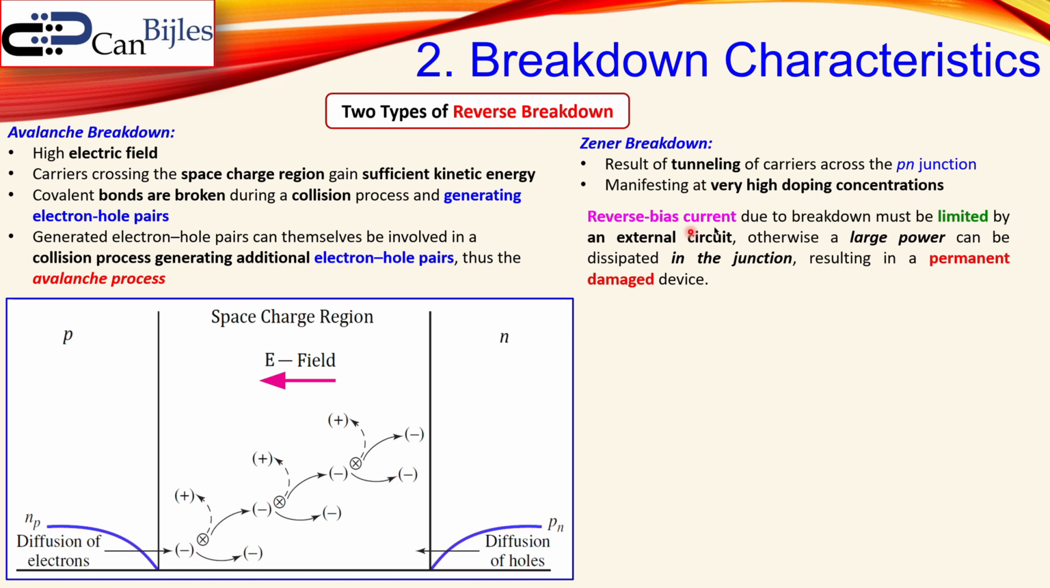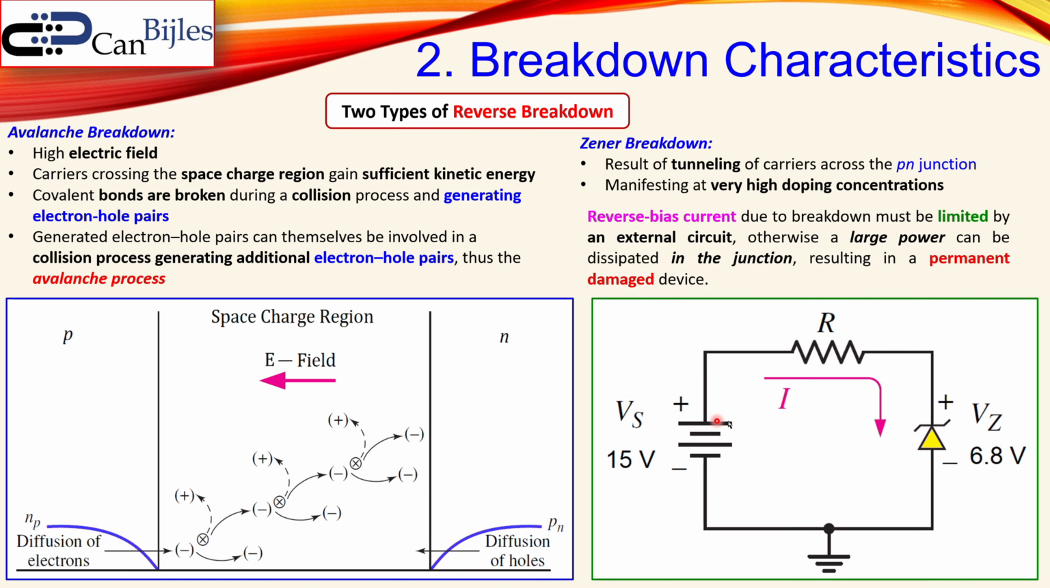The reverse bias current due to a breakdown must be limited, of course, because if you don't limit that, you can burn up your device and permanently damage it. So you have an external limiting circuit, let's say a simple resistor, that can lower the current flow through your device. That is very important. It's not just connecting your battery or your source to the Zener diode and you will have a constant voltage. You need to really lower or limit that.